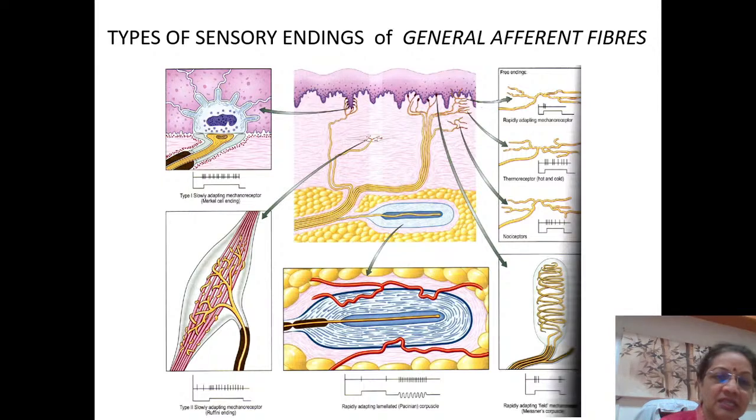This is a Merkel cell ending, and it is also a slowly adapting type. So Merkel and Ruffini are slowly adapting. Pacinian is lamellated, right? Free endings could be mechanoceptors, thermoceptors, or nociceptors. And one type of rapidly adapting mechanoceptor, which is not a free ending, is a Meissner's corpuscle. It is bigger in size and is available mostly in the most superficial parts of the dermis of the skin. So these six types, at least with the names, if you know, that's good.